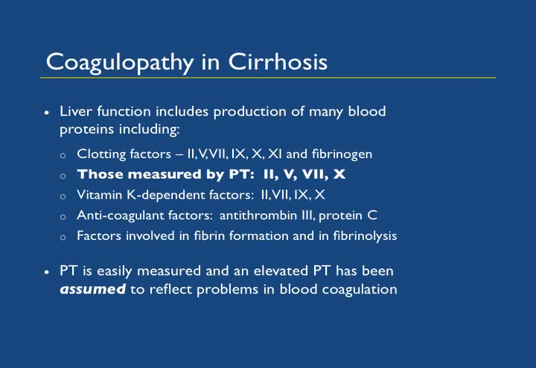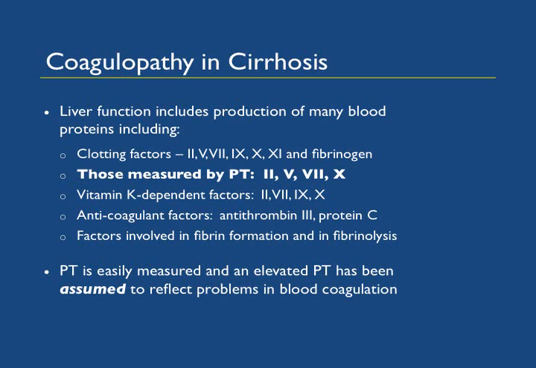I'd now like to move on to the coagulopathy that is seen in cirrhotic patients. Just as a reminder, liver function includes the production of many blood proteins. These include a whole variety of clotting factors, including those measured by the prothrombin time, factors 2, 5, 7, and 10. Many of these are also vitamin K-dependent factors, 2, 7, 9, and 10, and can be abnormal if a patient is vitamin K deficient.